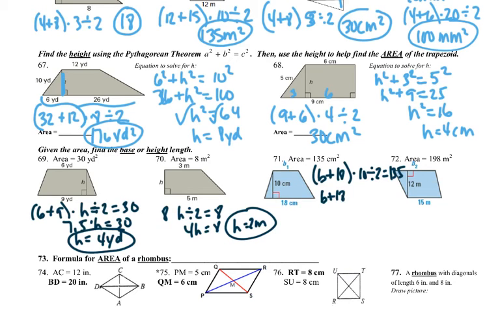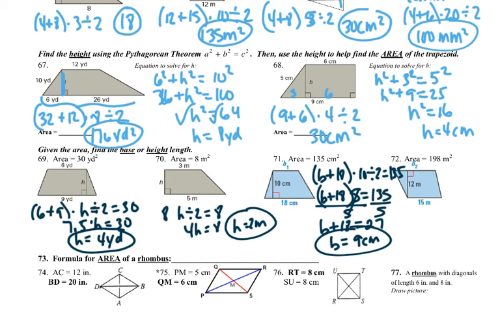Or b plus 18 times 5 is equal to 135. You could distribute the 5, but I think it's a little bit easier to divide both sides by 5. 135 divided by 5 is equal to 27. And then when I subtract 18 from both sides, I get 9.